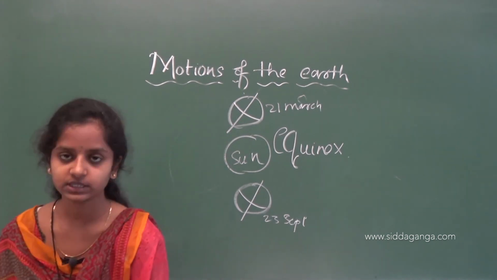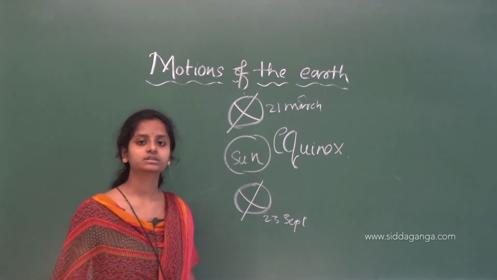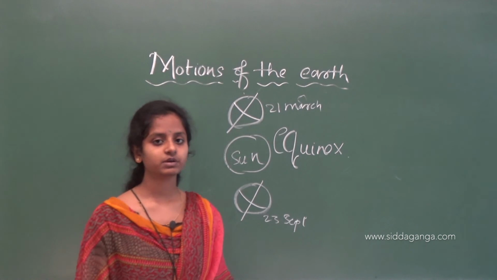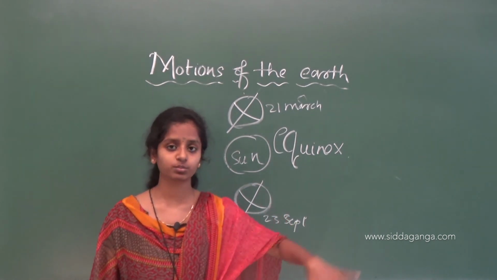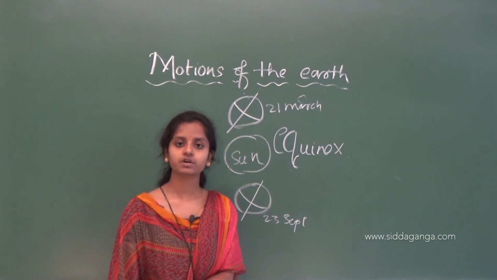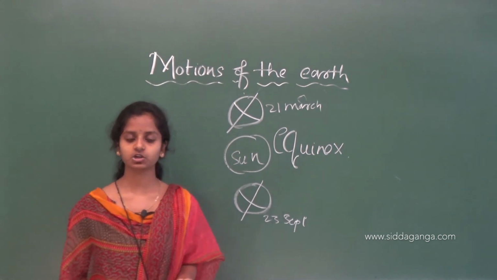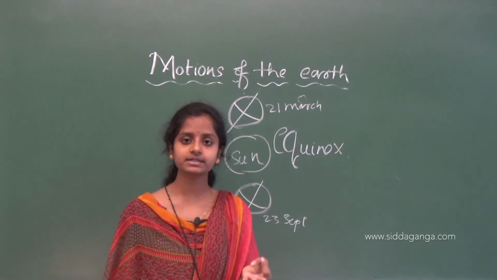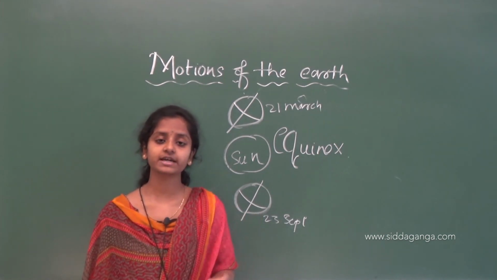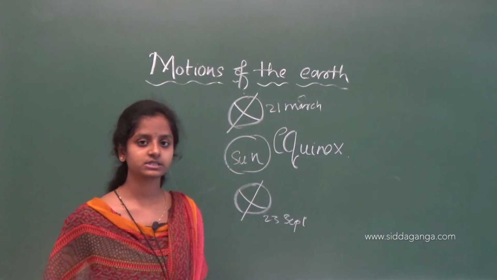So till now we have seen the important motions of earth, that is the rotation as well as the revolution. We have seen that rotation means movement of earth around its own axis, and revolution means movement of earth around the sun. We have seen the equinox, that is equal days and nights, and we have seen the longest days and nights, everything in this chapter.